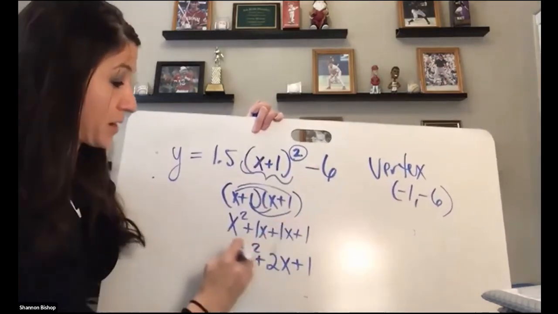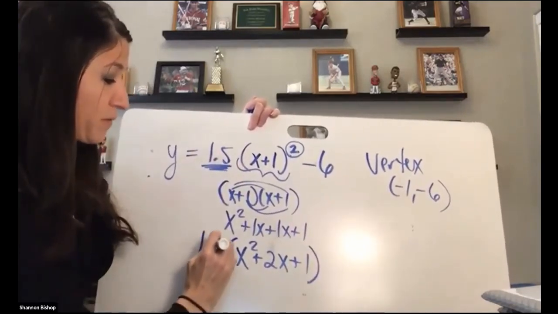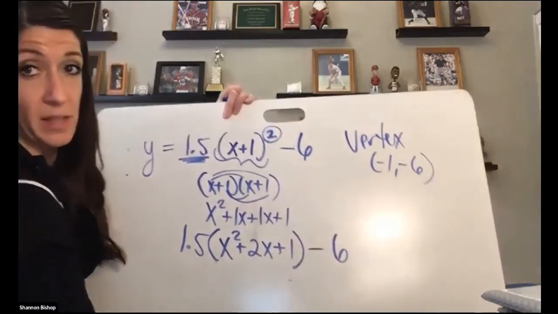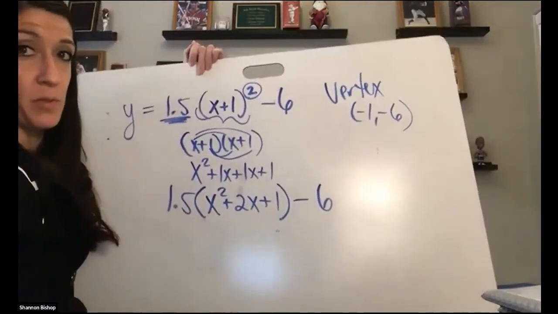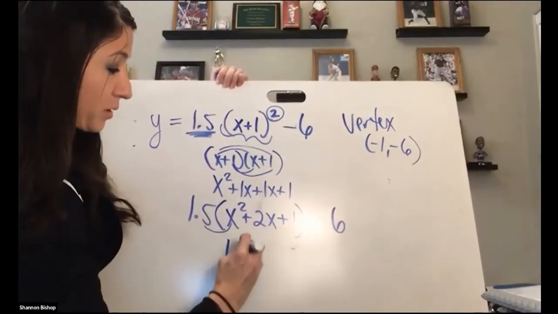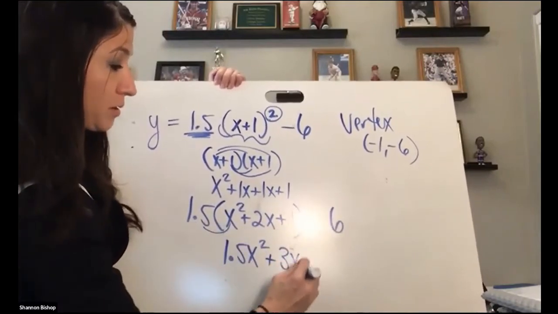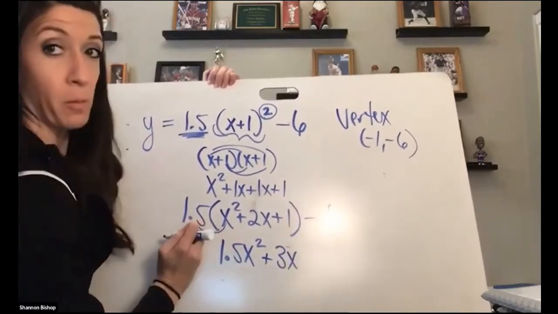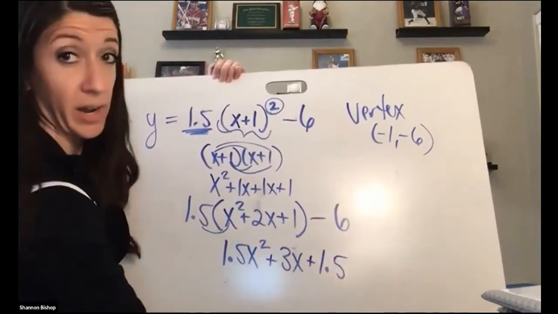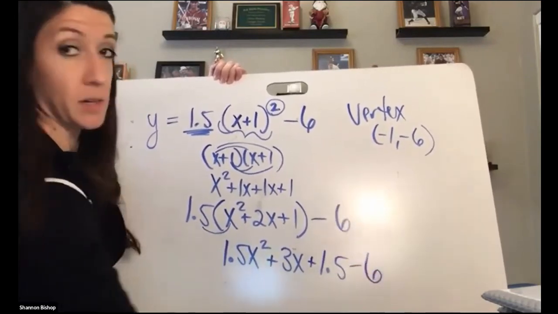And now you can bring everything else down. So all of that still has to get multiplied by 1.5. And then eventually you also have to take away 6. We'll do that at the end. But first, let's distribute the 1.5. So 1.5 times x squared is simply 1.5x squared. 1.5 times 2 is 3x. 1.5 times 1 is 1.5, but then now drop down the takeaway 6.